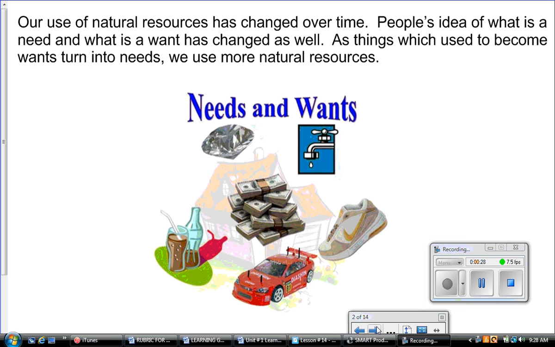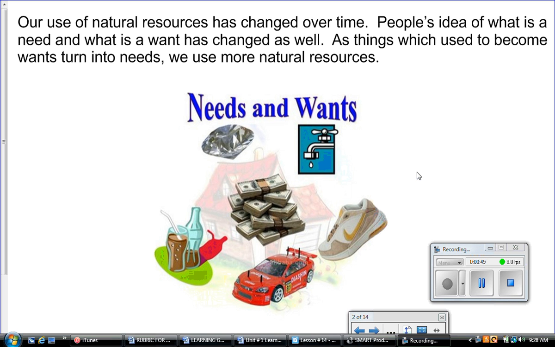Our use of natural resources has changed over time. People's idea of what is a need and what is a want has changed as well. As things which used to be wants turn into needs, we use more natural resources. And I'll give you a couple of quick examples of this.